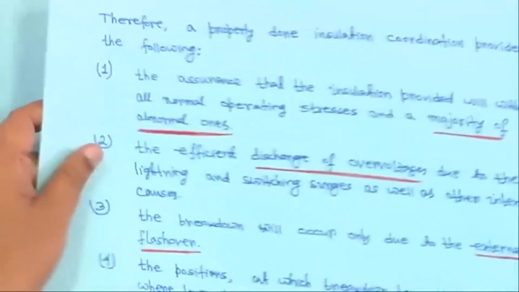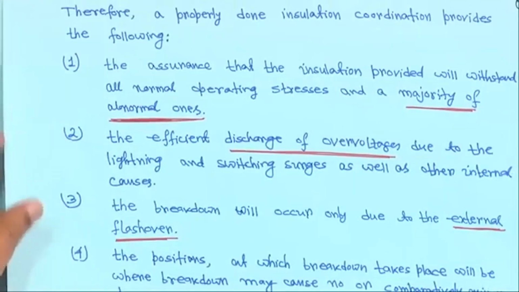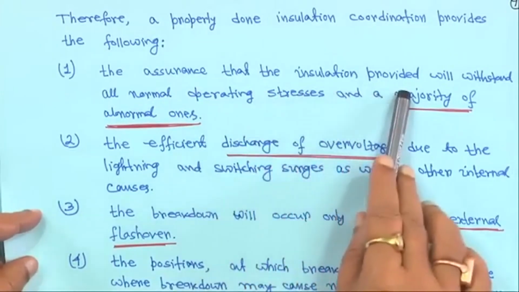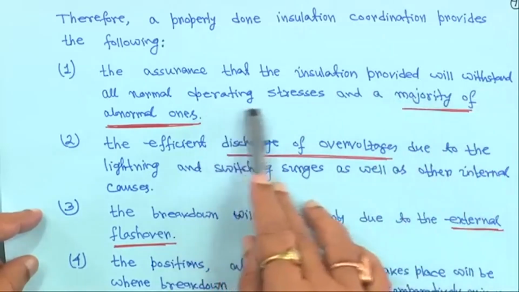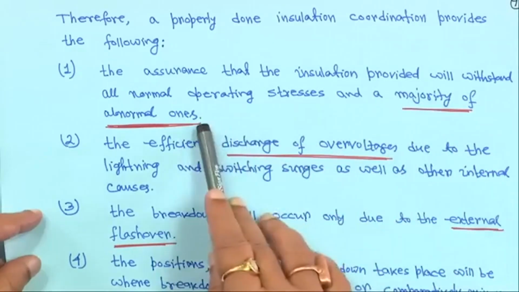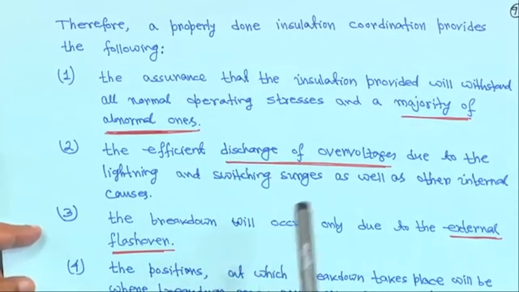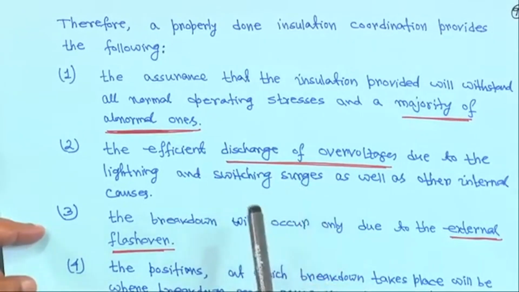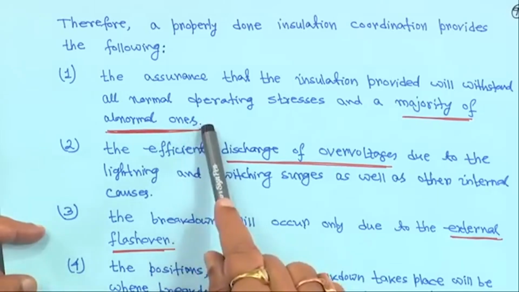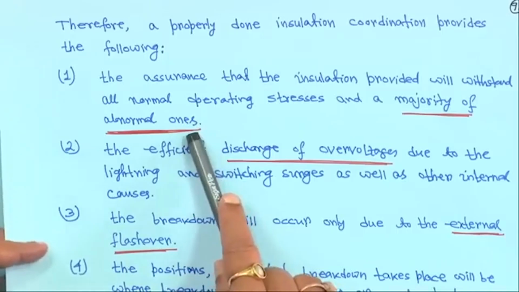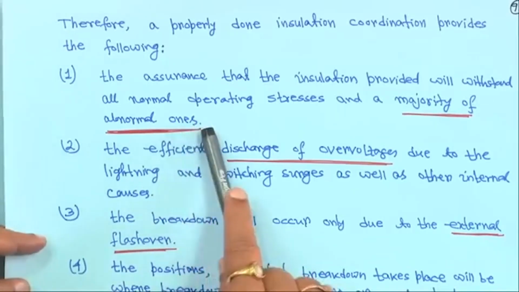Therefore, a properly done insulation coordination provides the following: first, the assurance that the insulation provided will withstand all normal operating stresses and the majority of abnormal ones. That means whatever insulation you make, it will withstand the normal operating stresses as well as the majority of abnormal ones. I told you it may be switching surges, lightning surges or some fault. So, it will sustain all abnormal ones.